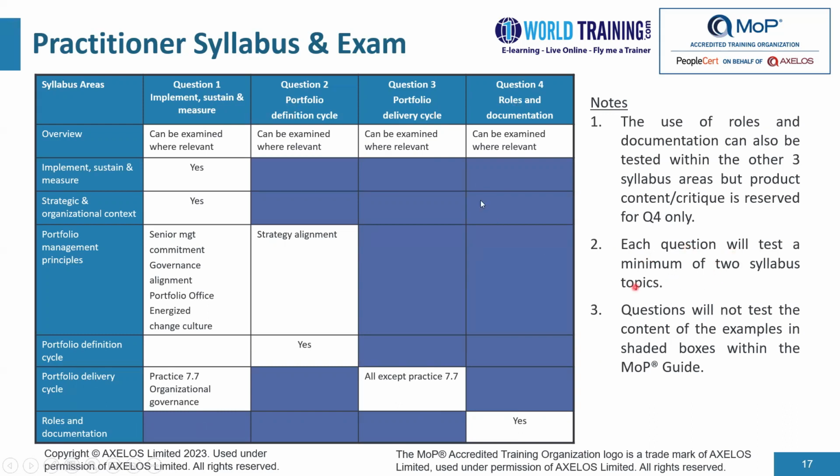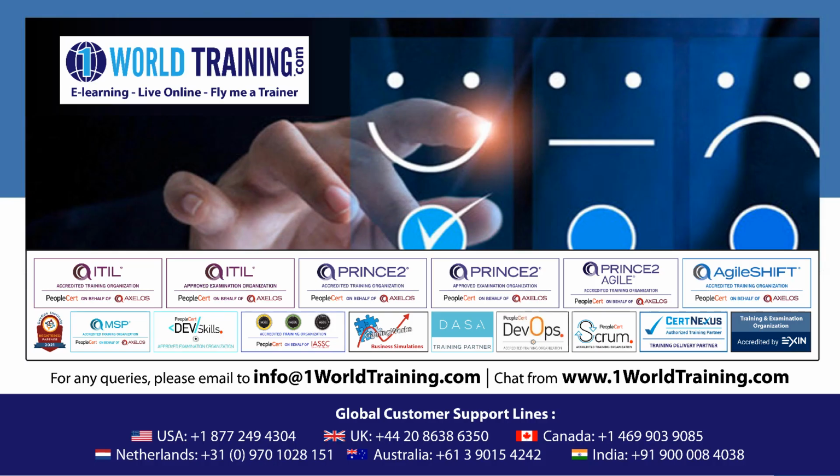For example, question number 2 examines you on the overview syllabus area and the portfolio management syllabus area. A minimum of 2 areas in each of the questions would be covered in the exam. Questions will not test the content of the examples in the shaded boxes in the MoP guide. So in the official guide, there are a lot of examples given. Those examples would not be tested in the examination.